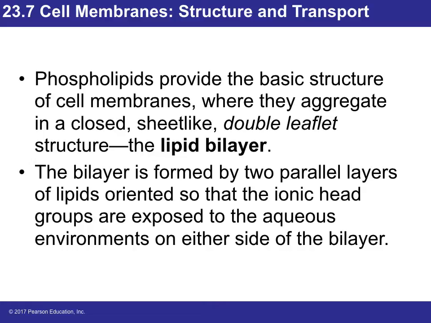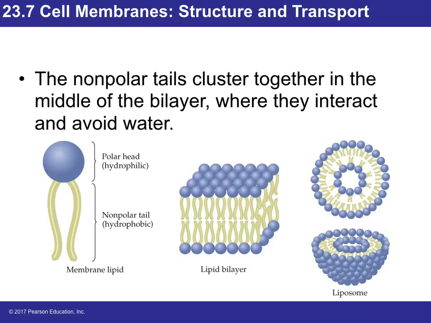They aggregate in a closed, sheet-like double-leafed structure. We call this the lipid bilayer. So you have two parallel layers of lipids that are oriented so the tails are facing each other. This is here what you have. So you look on the top, the polar head is hydrophilic, the non-polar tail is hydrophobic, and if you look on the middle, the lipid bilayer, you have head, double tail, and head, very close to what we also find with liposome. I'll let you read that property of liposome.